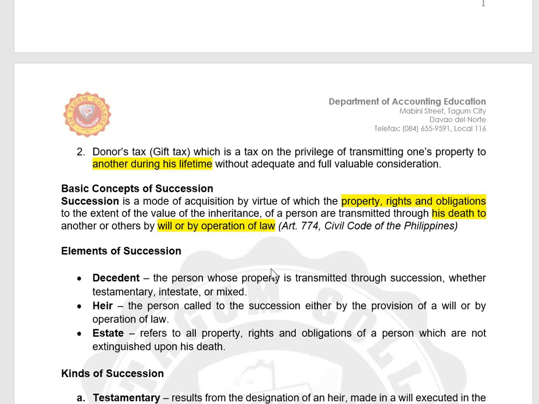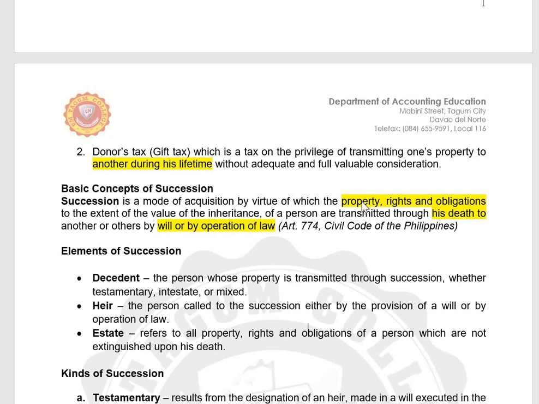So these are the three elements of succession. Meaning to say, may decedent, and si decedent dapat may estate, may property siya, rights and obligations. Of course, i-succeed siya ng heir. So these are the three elements: decedent, heir, and estate.